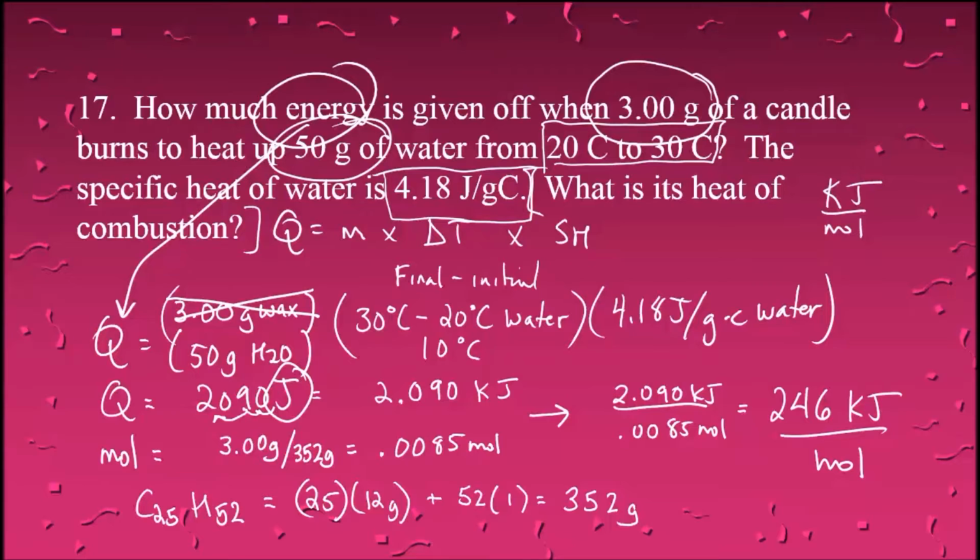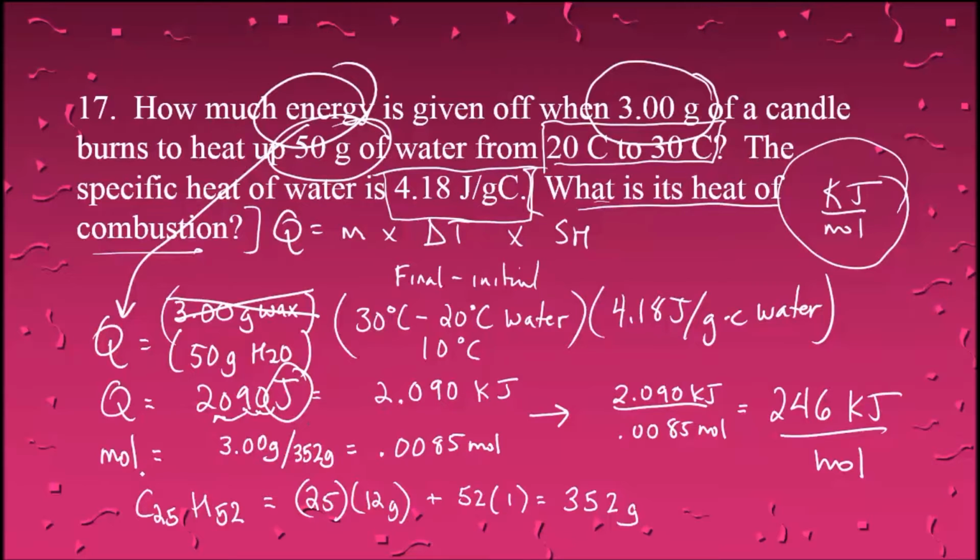The water heated up because the wax burned. That means that if the water absorbed the energy, who gave off the energy? The wax. So we are halfway there to finding the heat of combustion. Heat of combustion is measured in kilojoules per mole. So the first thing we did was move the decimal place 3 places over to get kilojoules.